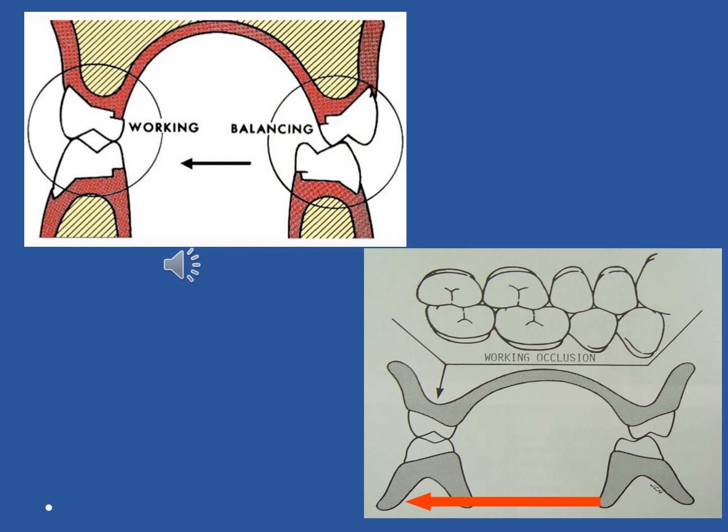Look at the contacts at the working side between the upper buccal and lower buccal cusps, upper palatal and lower lingual cusps, while on the balancing side we should have contacts between the functional cusps, which we mean the upper palatal cusps and the lower buccal cusps, or the inclines of the cusps.